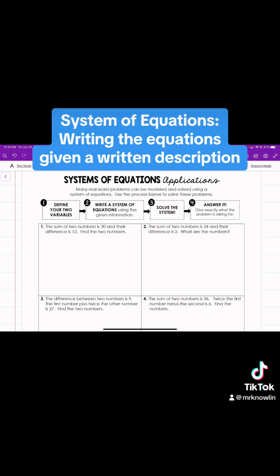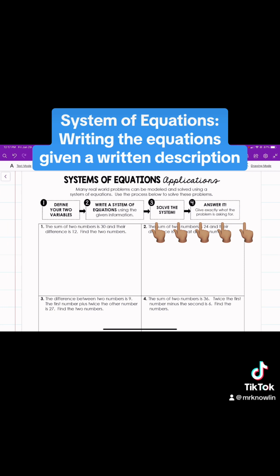Today we're going to do another lesson on systems of equations, but this time we're going to be taking a look at word problems, okay? And we're going to split this lesson up into two parts. Part one, which is this video, is just us defining the two variables and writing the system of equations. And part two, we're going to actually solve the system and then answer the questions, okay?